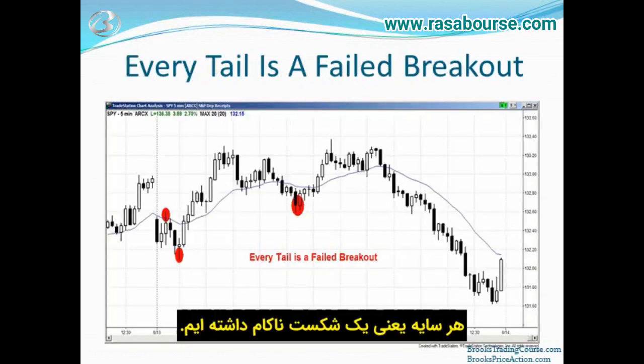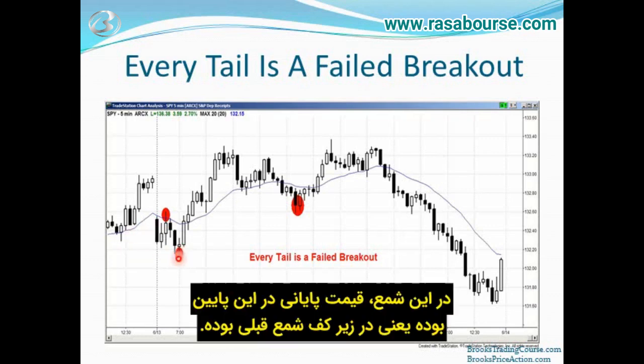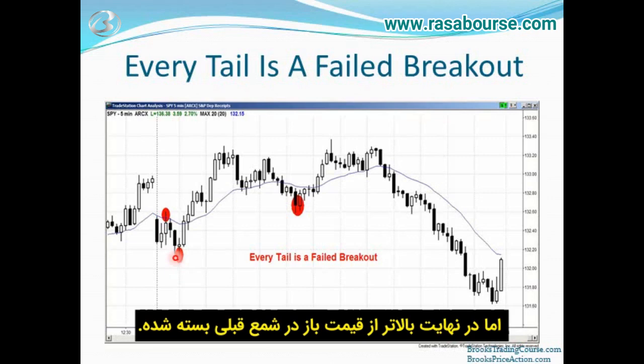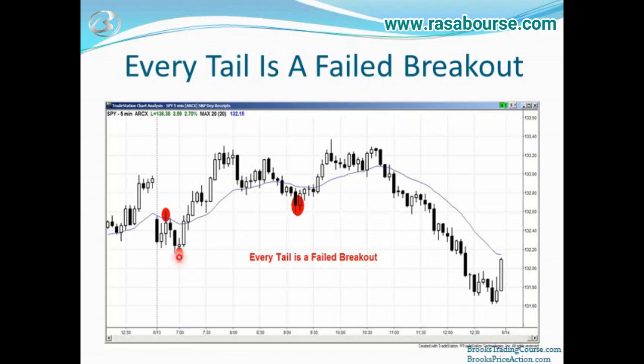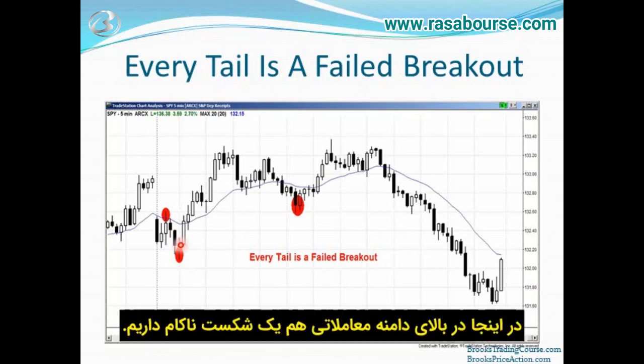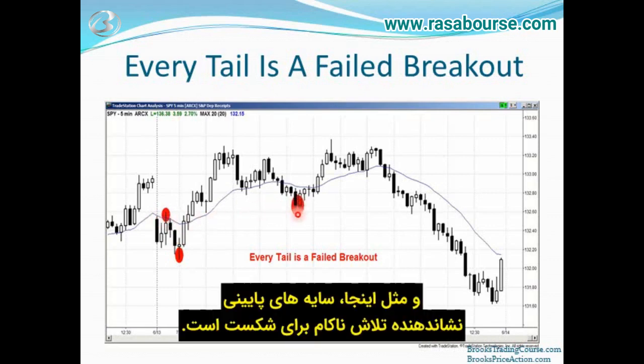Every tail is a failed breakout. So we have a tail at the bottom of the bar. At one point, the close of this bar was down here, below the low of the prior bar. So it was a strong bear bar breaking out below the bottom of the prior bar. But by the time it closed above the open, it became a failed breakout. Here's a failed breakout above the top of the developing range. Sometimes you get 2-bar reversals. The tails at the bottom are failed breakout attempts.